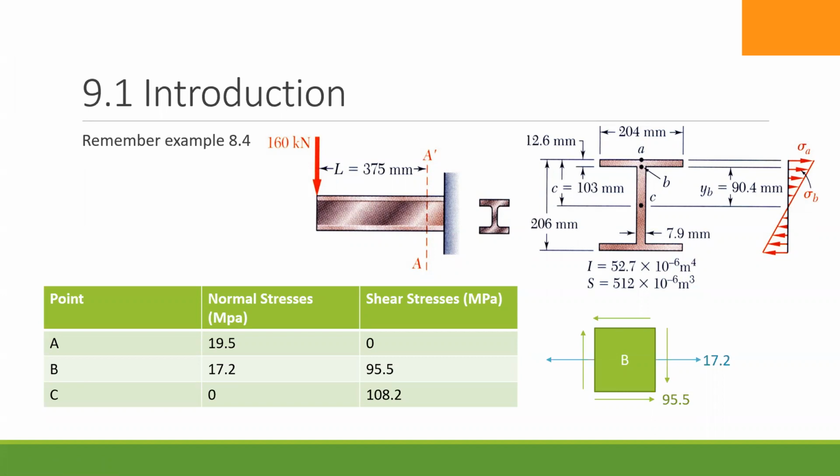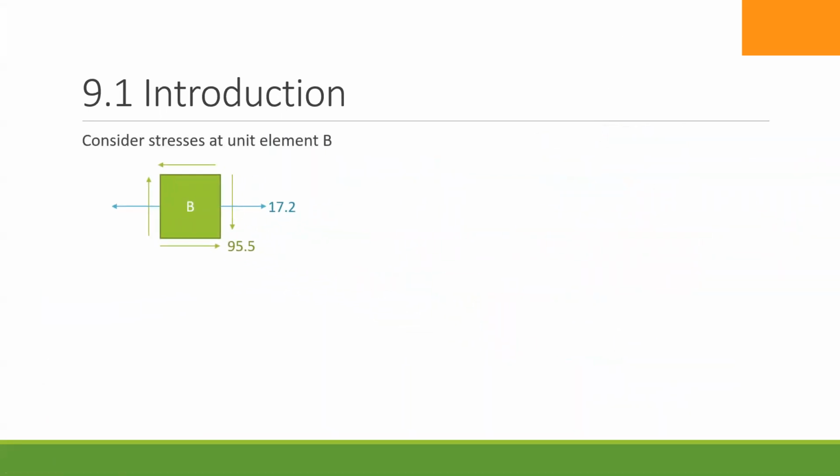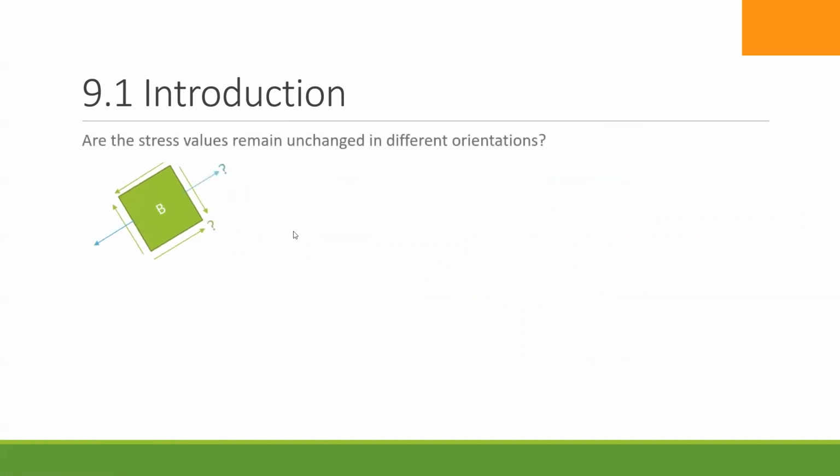Okay, let's continue. I'm wondering which point is the most critical. At point B, you can see we have a lower normal stress, but also a moderate level. So the question is, can point B be more critical? Just consider the stresses on point element B. I said we have moderate normal and shear stress values. So I'm wondering whether the stress values remain unchanged with different orientation.